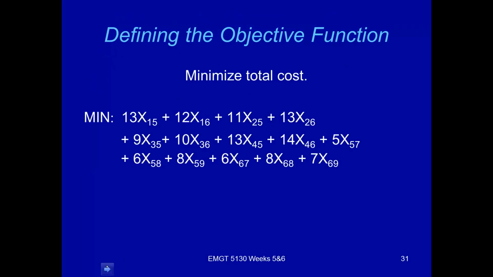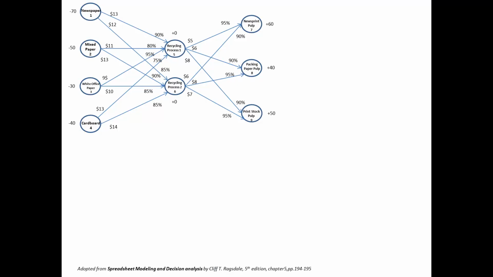Then let's look at the constraints. Since this is a network problem, a transshipment problem, remember when we write the constraint for any transshipment problem, the first thing we do is to check the relationship between the total supply and total demand.